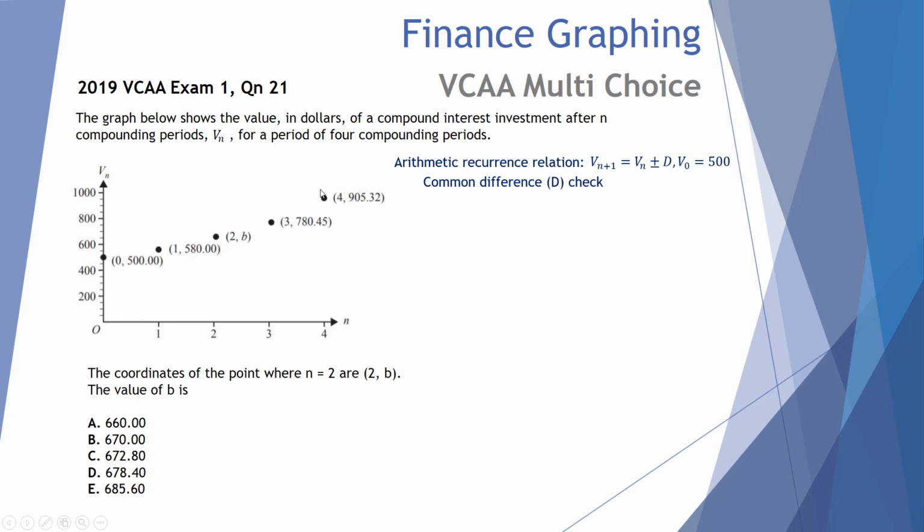Common difference would be a straight line. It doesn't look like a straight line just by inspection. But if I compare the difference from value 1 and value 0, I get a difference of 580 take 500, which is $80. So there's an $80 difference from the value of this relationship at n equals 0 to n equals 1.